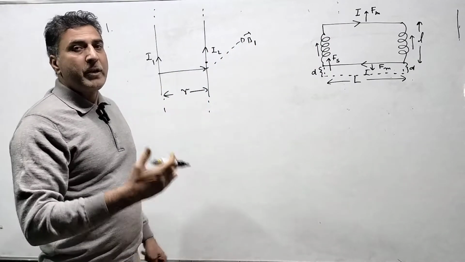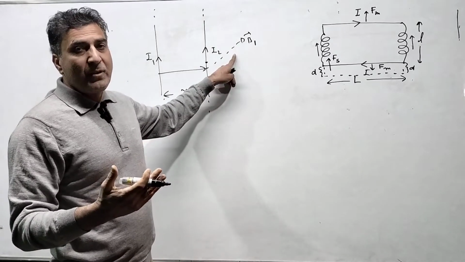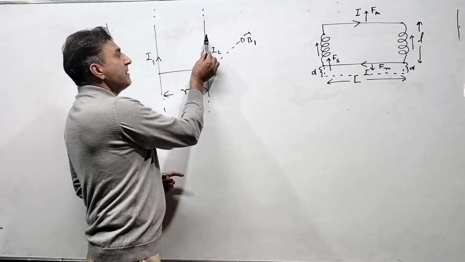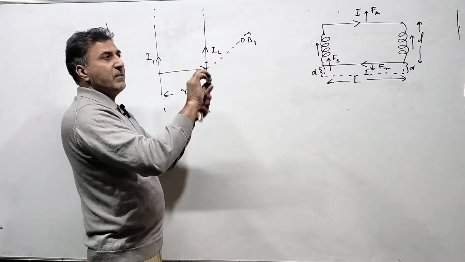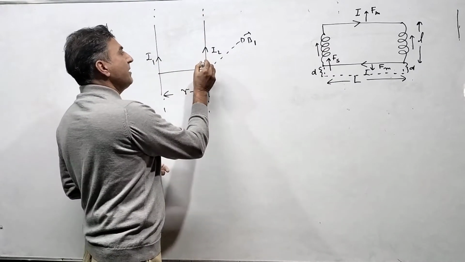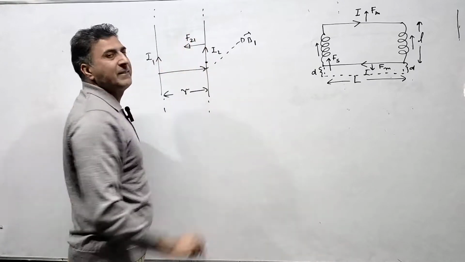So we already know that if a current carrying conductor is in a magnetic field, it experiences a force, and that force is given by I cross B. I is this, B is inward. I cross B, that is somewhere towards this. So the force we created here, that is F21.